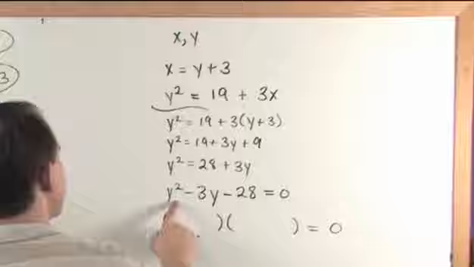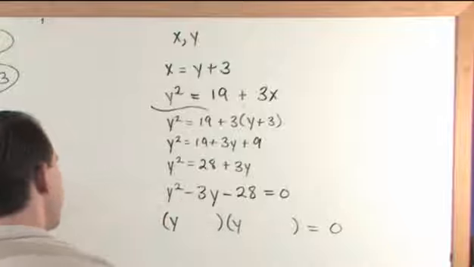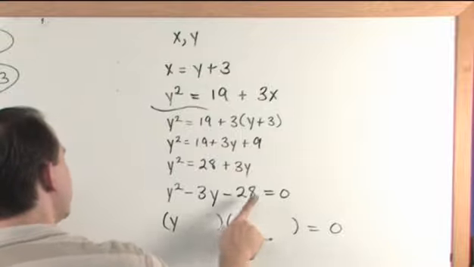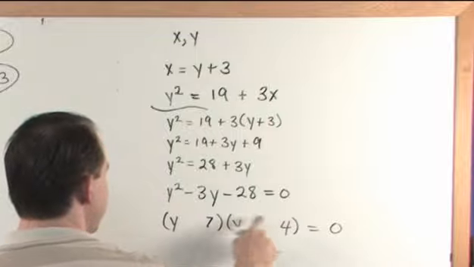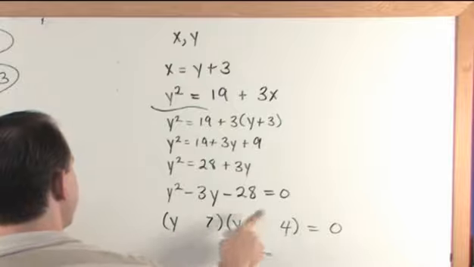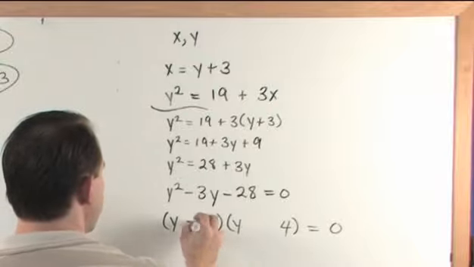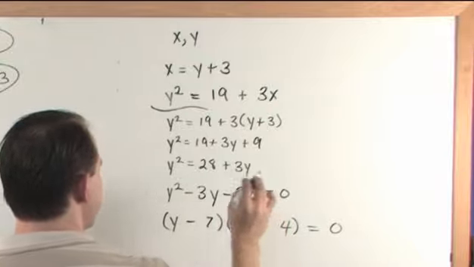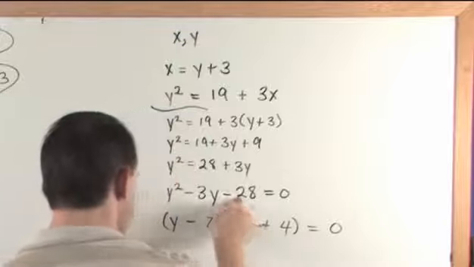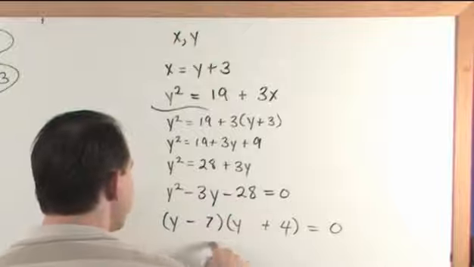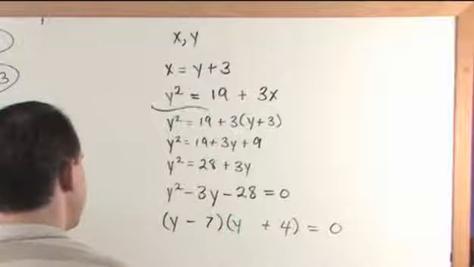Factoring the left: you know that y has to go here and y has to go here, because y times y will give me my y squared. What times what can give me 28? 7 times 4 can give me 28, so I put 7 and 4, and now I have to choose my signs. I'm going to choose a negative and a positive, like this, because then I'll have negative 7 times 4, which gives me negative 28, and when I do my inside terms, I'll have negative 7y and positive 4y, which will give me my negative 3y.